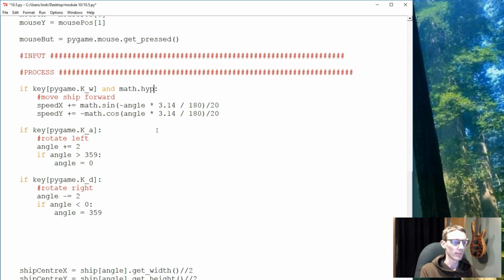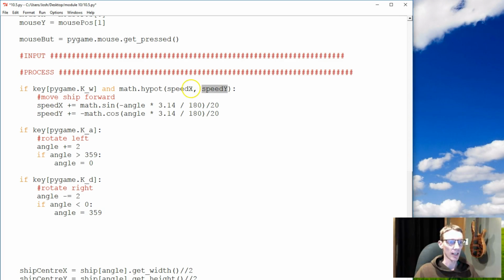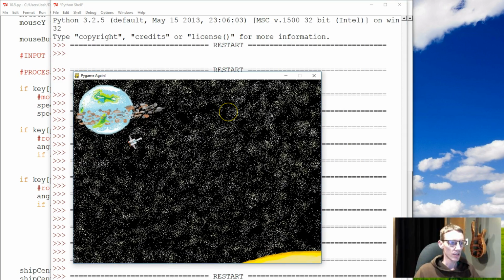So we can say math.hypot with speed x and speed y. In other words, we're finding out the hypotenuse between our speed x and our speed y, and that would be our total speed. And as long as our total speed, combining the x and the y, is less than, let's say, 3, then we can keep speeding up. Otherwise, we're not going to be able to speed up if we're holding down W. So if I hold down that W, I'm holding it down, but it's not speeding up anymore.